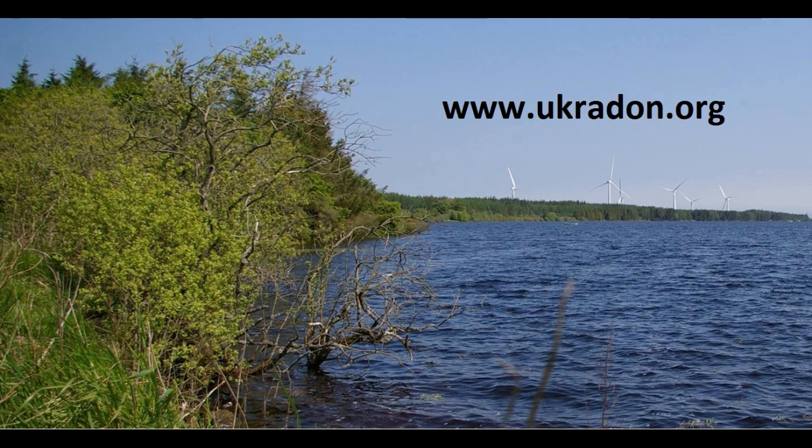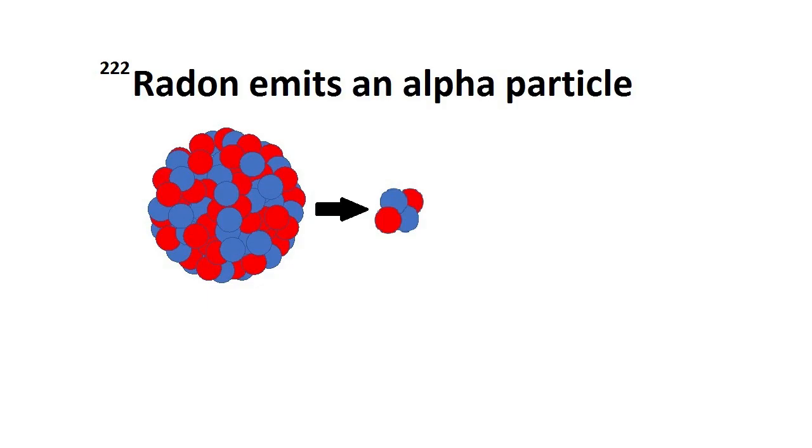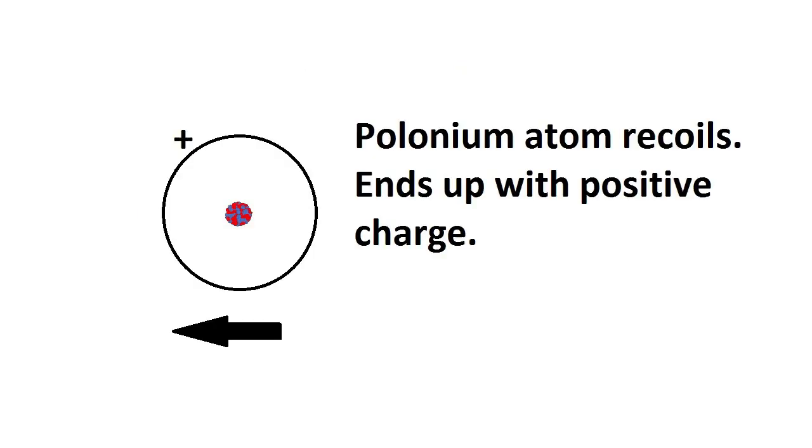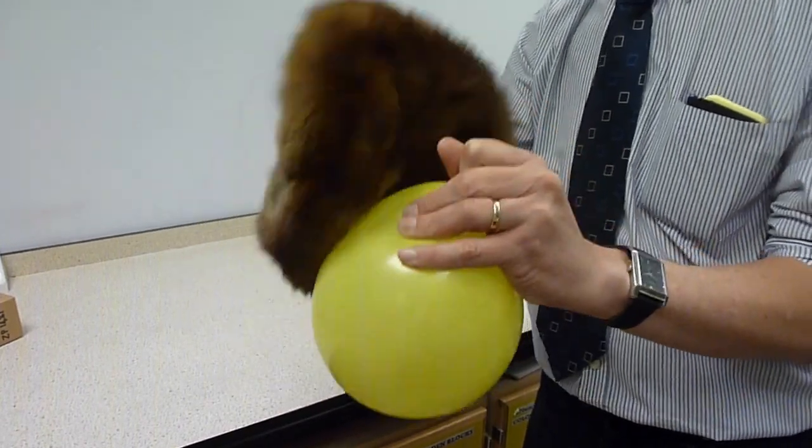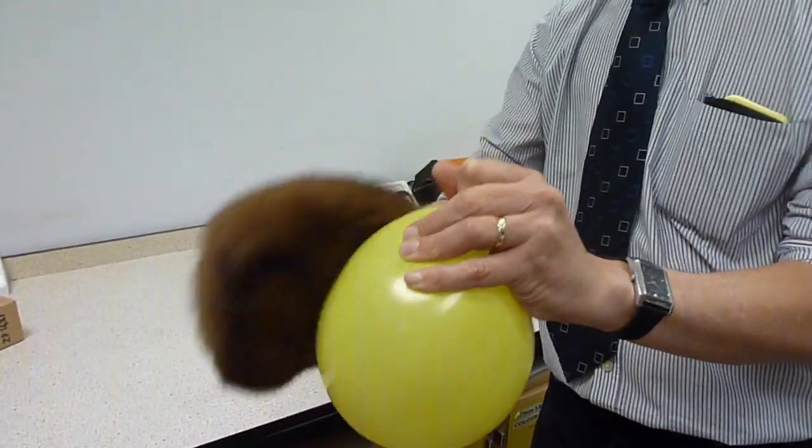This is Cobbonshaw Reservoir in West Lothian, one of the places where there is an elevated radon level in the surrounding land. When radon 222 decays, it emits an alpha particle. The polonium-218 nucleus that is formed recoils in the opposite direction to the emitted alpha and ends up as a positive ion. Being positive, it will be attracted to a negatively charged object, such as this balloon that has been rubbed with a dry duster or a piece of fake fur.